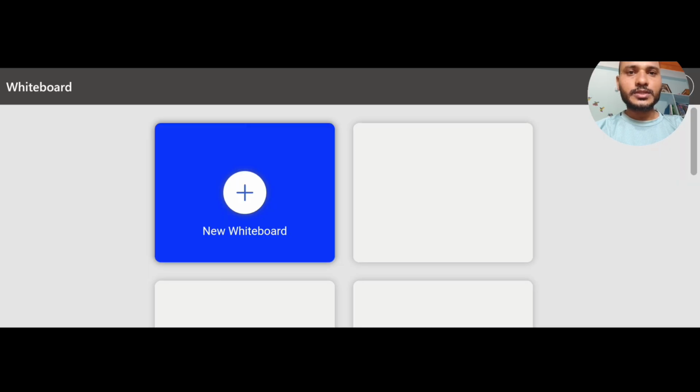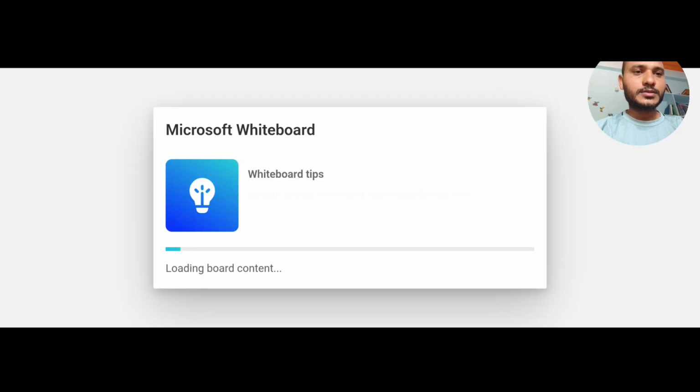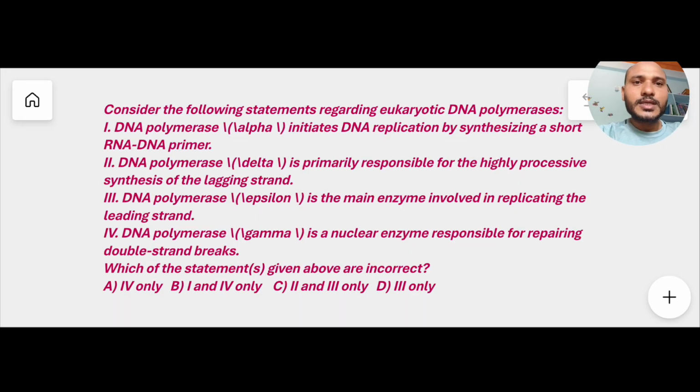And one more important MCQ. This is the second MCQ: consider the following statements regarding eukaryotic DNA polymerase. The keyword is eukaryotic. Here we are asking about eukaryotic DNA polymerase enzymes. Here also there are 4 options: DNA polymerase alpha, DNA polymerase delta, DNA polymerase epsilon, and DNA polymerase gamma. Which of the statements given above are correct?